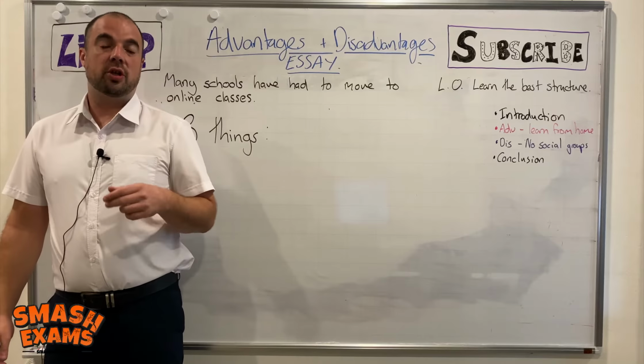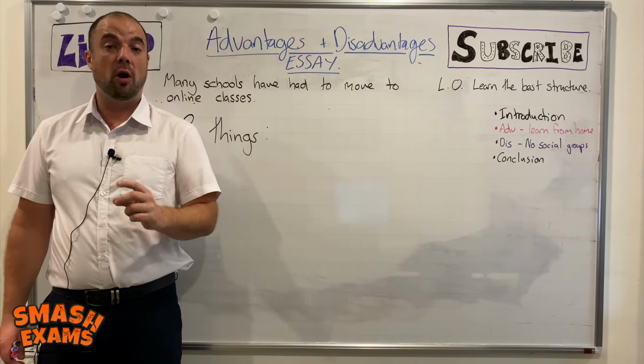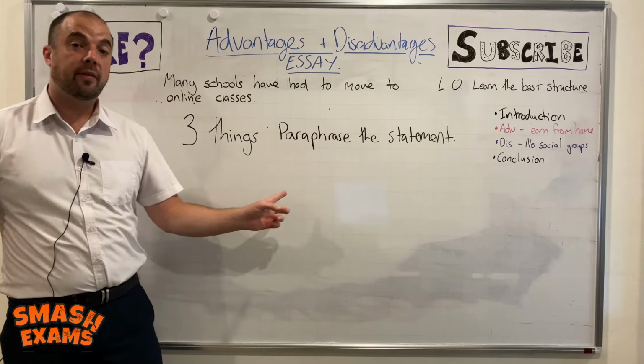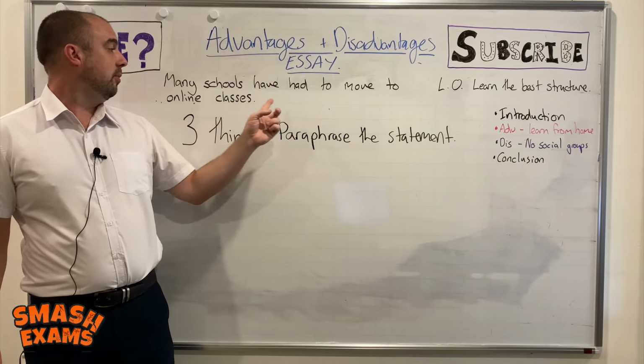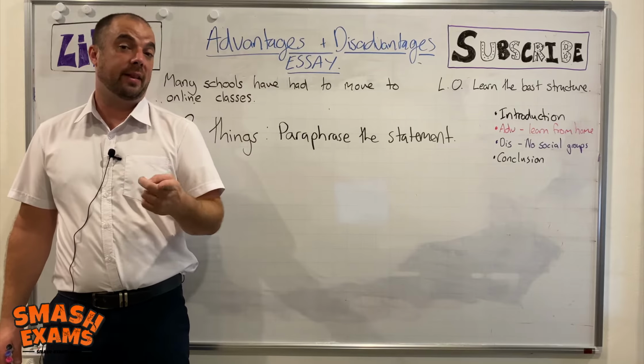Finally, we're going to give our conclusion, which is where we're going to give our opinion. When you're writing an introduction, you need to make sure that it has 3 key components. Number 1 is you paraphrase the statement. Many schools have had to move to online classes. You need to paraphrase that. We're going to look how to do that in the next step.